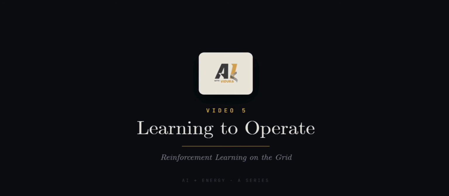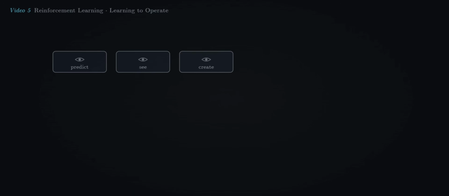Welcome to video 5, reinforcement learning on the grid. Throughout 4 chapters, we built machines that predict, that see, and that create. But every single one of them has been an observer. It looks at the world and describes it. It never reaches out and changes anything. Now we cross a line.